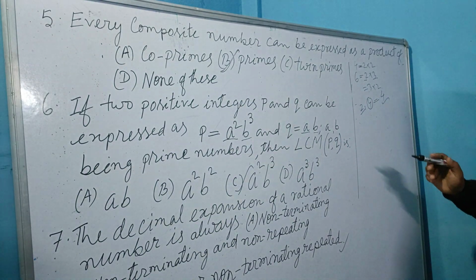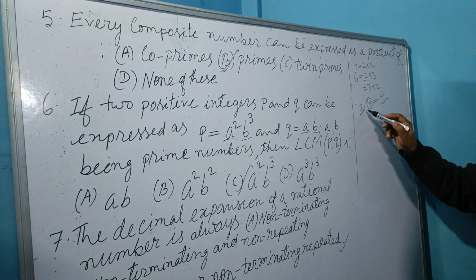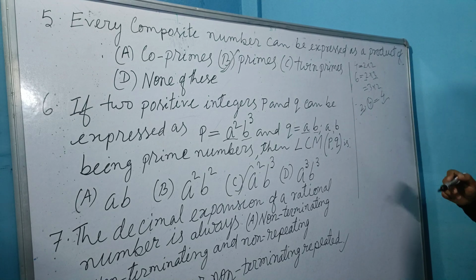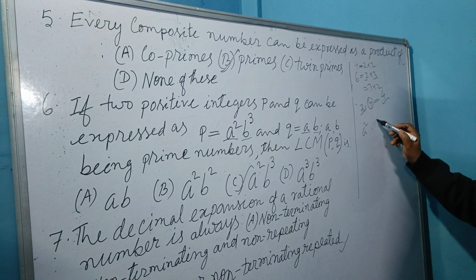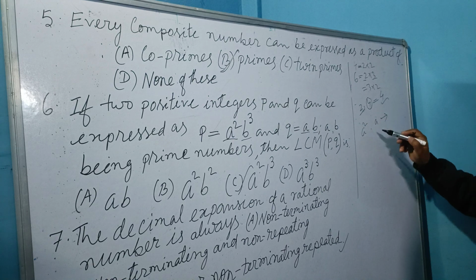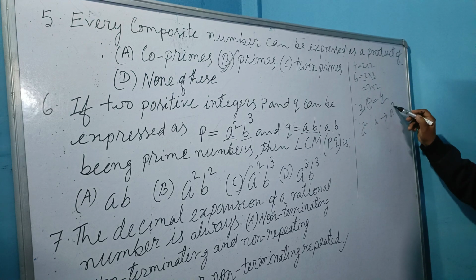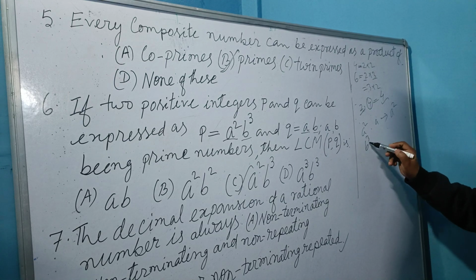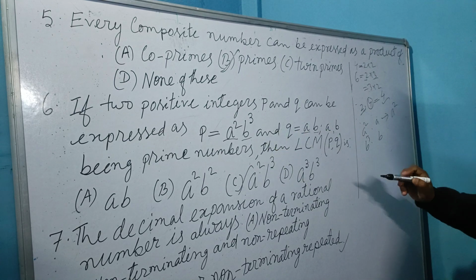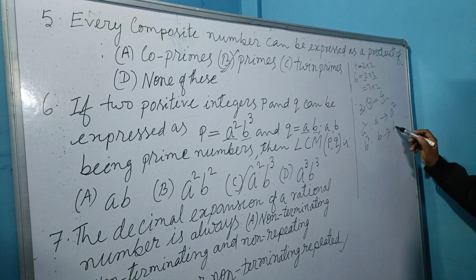Now, one thing is that the LCM of 2 and 4 is 4. Like that, when we find the LCM of a square and a, the LCM will be a square, the bigger one. And when you find the LCM of b cube and b, the LCM also will be b cube.